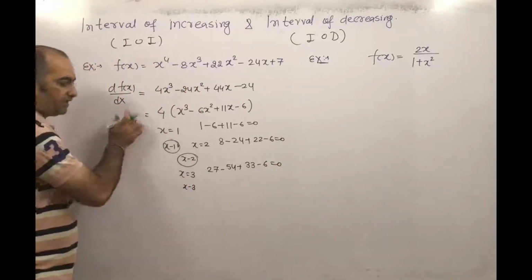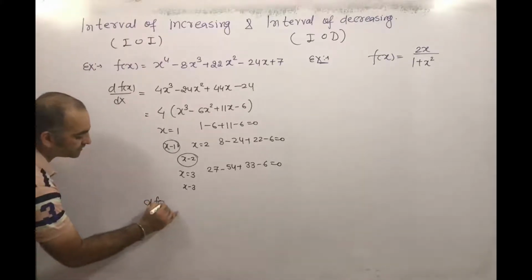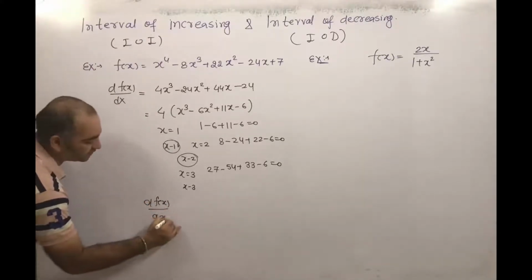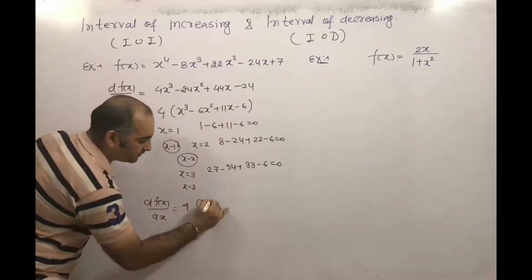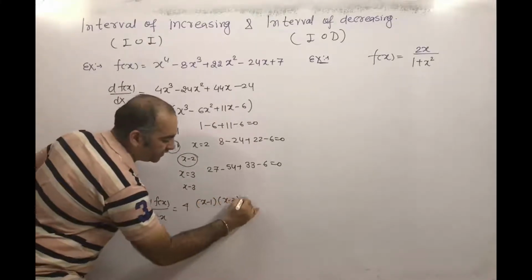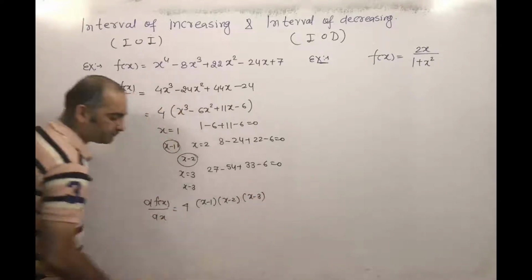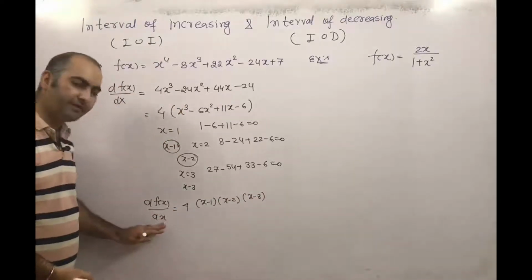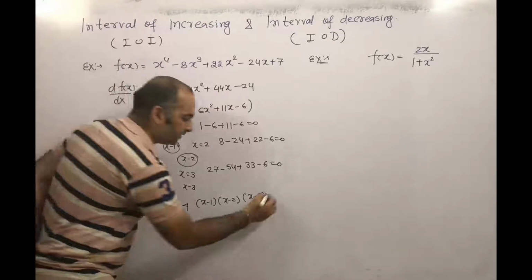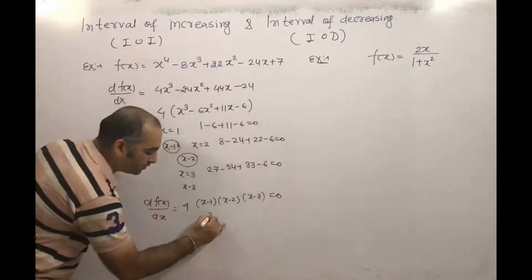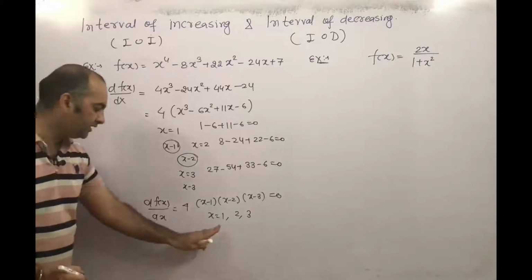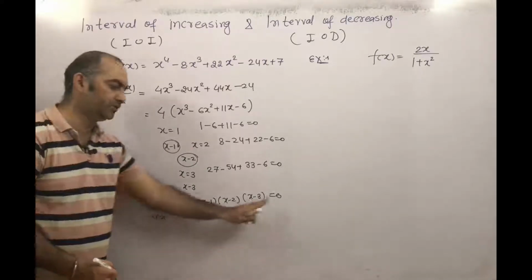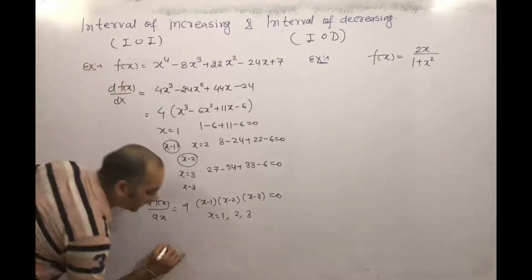So this one we can write: d of f(x) divided by dx equals 4, which is common, into x minus 1 into x minus 2 into x minus 3. Okay, so where d of f(x) divided by dx is 0, that we have to find out. So x equals 1, 2 and 3. At 1, 2, 3, d of f(x) divided by dx is 0.